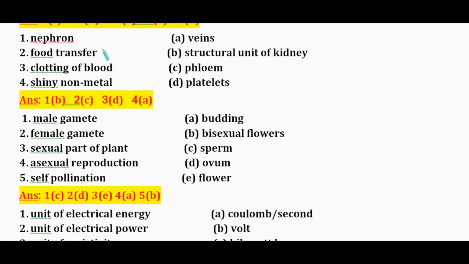Next match the column is nephron. Nephron is the structural unit of kidney. Food transfer. It is done by phloem. Clotting of blood. It is done by platelets. Fourth number is deoxygenated blood. It is flowing in veins.